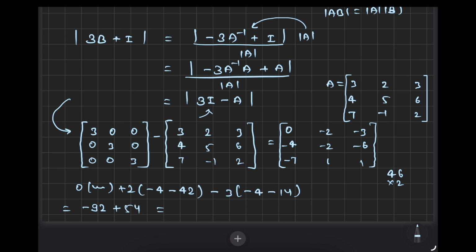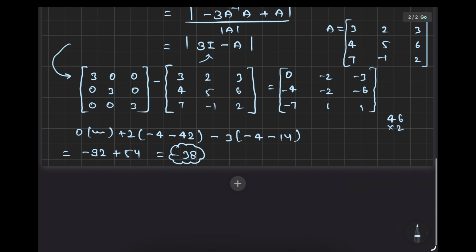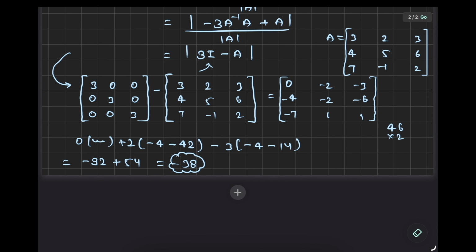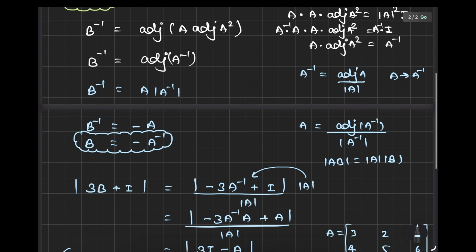Now you have to simplify things. So it is 8 and then 3, so minus of 38. Therefore the required value is minus of 38. I hope the idea is clear.